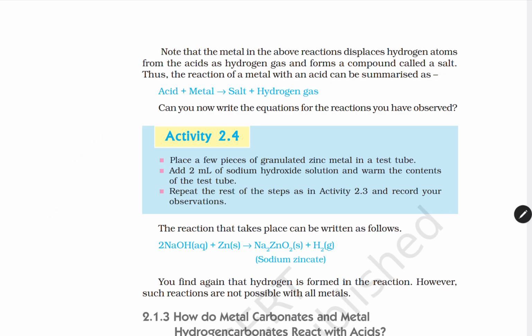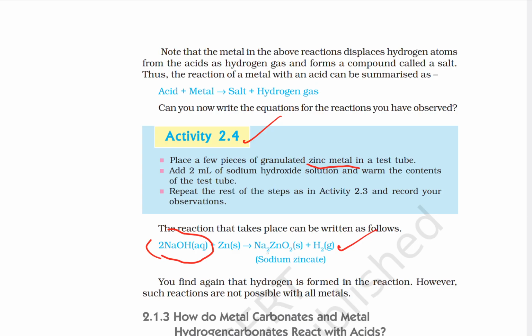In the second activity, activity 2.4, what are we doing? We are testing the reaction of bases with metals. Here also I am taking zinc granules, zinc metal. Add granulated zinc to the solution of sodium hydroxide. Here we are taking sodium hydroxide aqueous solution and adding zinc granules. We are heating the mixture gently and observing the changes. Here also, what is your observation? Hydrogen gas is released, which can be tested similarly to what we did in the last activity.